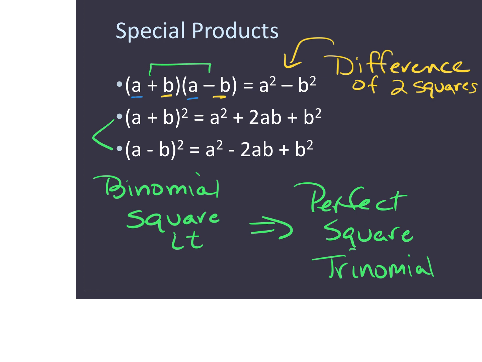So let me go ahead. I'm going to do an example of the difference of two squares, taking the two binomials that have the same numbers, but one's a plus sign, one's a minus sign. So let me go ahead and do number 7 on the next slide.